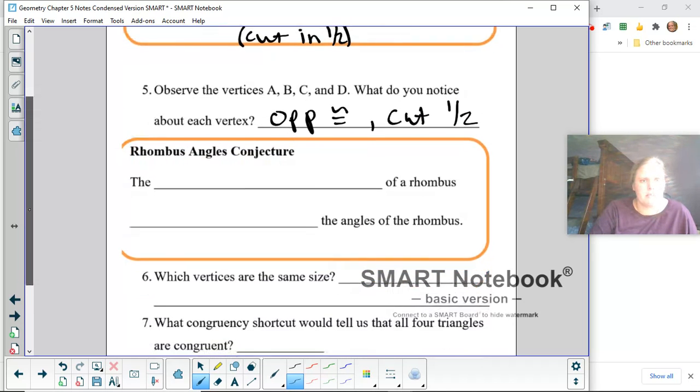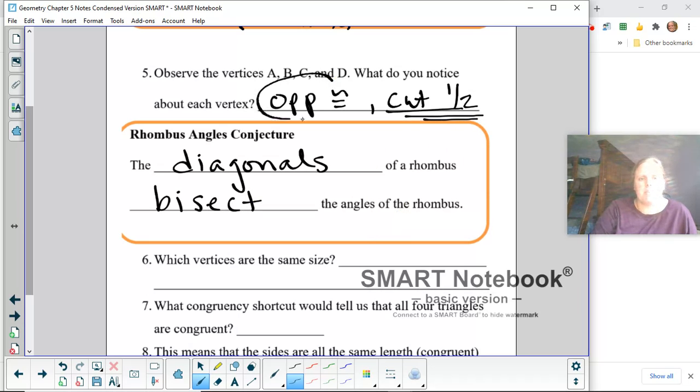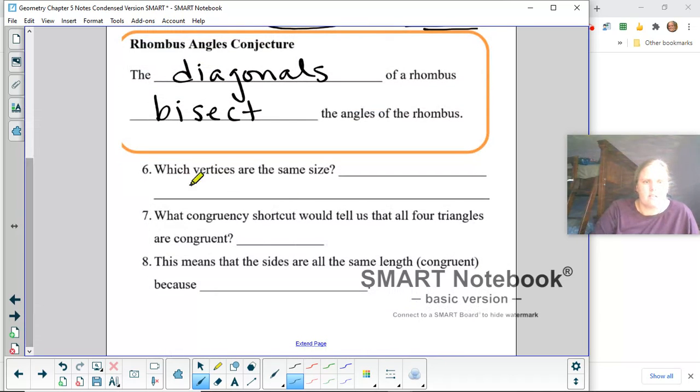Okay, well, let's make a statement about that. Rhombus angles conjecture. Let's see here. The diagonals of a rhombus bisect the angles of the rhombus. That means they cut them in half. Now, the opposite angles being congruent, that's because it's a property same as a parallelogram. Remember, a rhombus is a parallelogram. It's just a fancier parallelogram. So down here it says, which vertices are the same size? That's the opposite vertices.